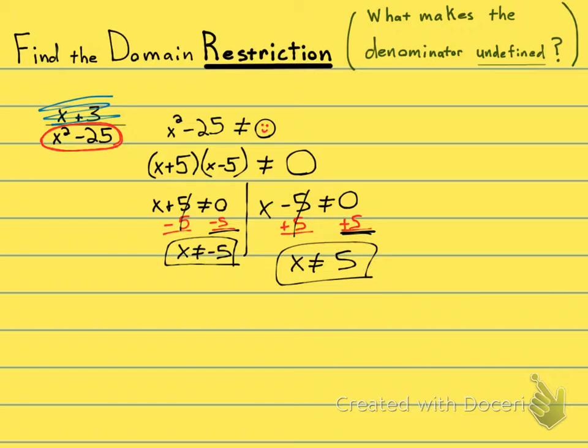All right, and here's my answer. You're probably going to see it in set builder notation: x such that x is a real number and x cannot be, and you will have to put in here, negative 5, comma 5.